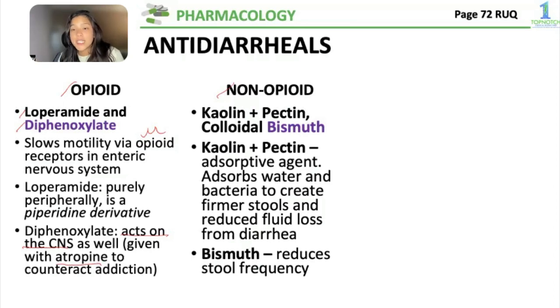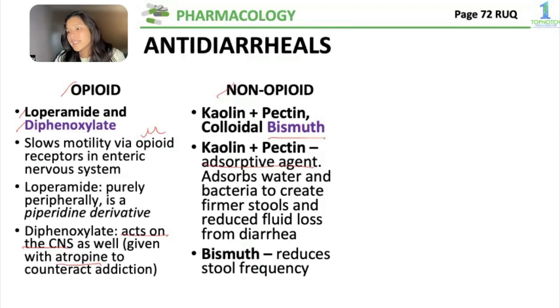So, okay, diphenoxylate is given with atropine. The available preparations are always with atropine. There are also non-opioid options, kaolin plus pectin and colloidal bismuth. So remember, bismuth is one of your mucosal protective agents, and I mentioned it can reduce stool frequency in acute gastroenteritis. So kaolin and pectin is an adsorptive agent, so it absorbs water and bacteria to create firmer stools and reduce fluid loss from diarrhea. Bismuth naman reduces stool frequency as discussed earlier.